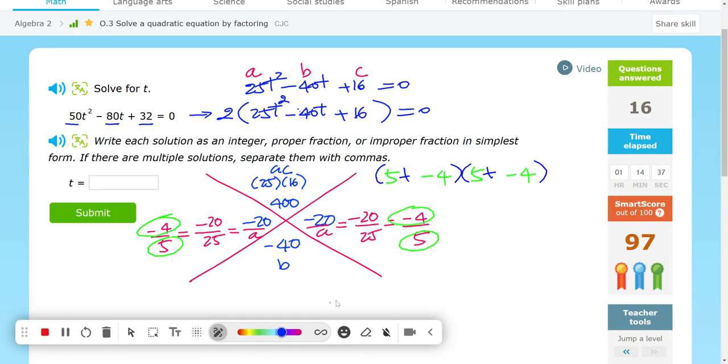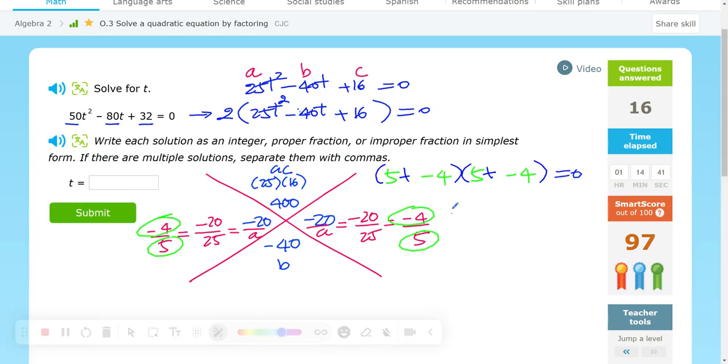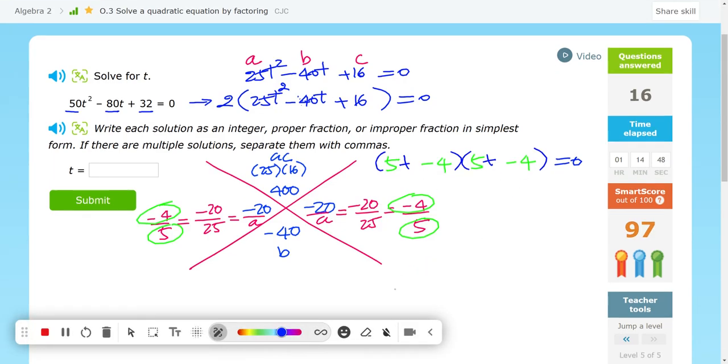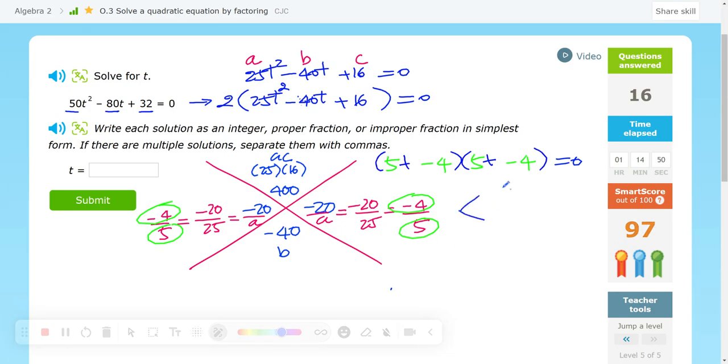These two factors multiply equals 0. You can see these two factors are exactly the same, so when you solve, the two solutions are exactly the same. Let's do this over here. 5t subtract 4 equals 0, then t equals 4 over 5. The other one should be exactly the same. 5t subtract 4 equals 0, then t equals 4 over 5.